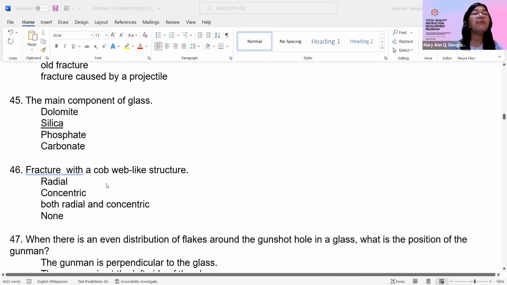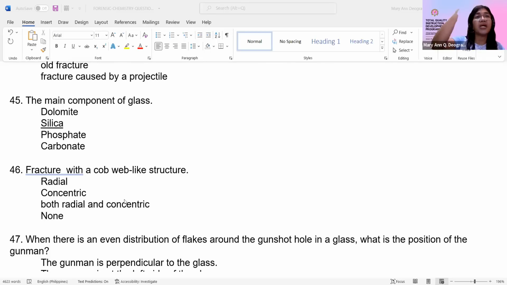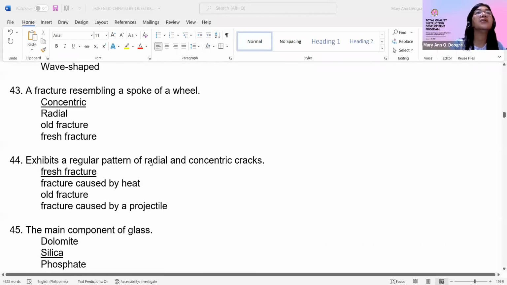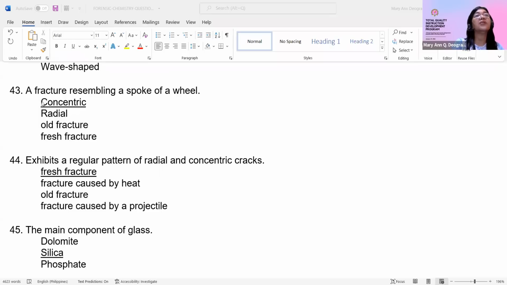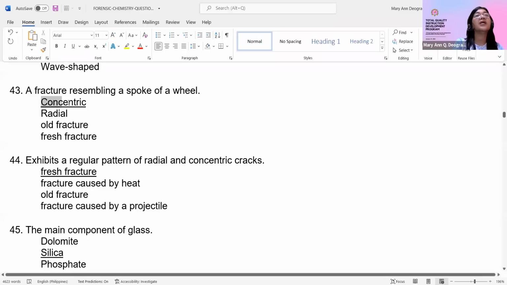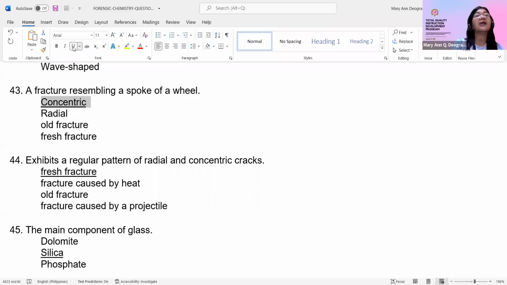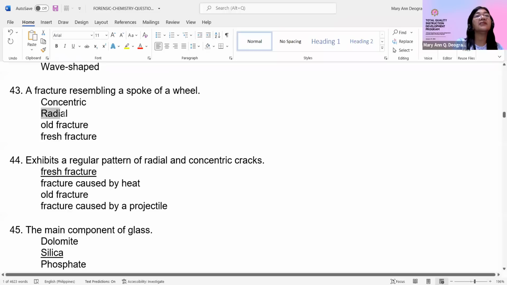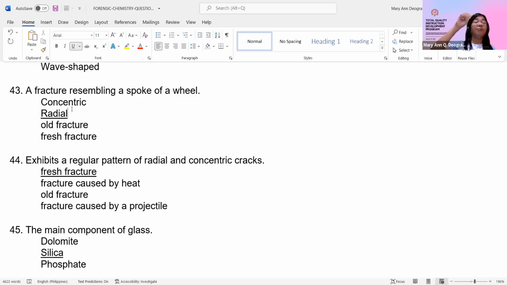Okay, so cobweb-like structure is the concentric crack. Okay, yung paganyan na ano ba ito? Ay, sorry. Ito, nalito ako dito. This is not the answer. Bakit na ano? Spoke of a wheel is yung pahaba. Okay, so it's radial. Ako nalito doon. Okay, yung pahaba ng ganyan, no? Extending outward from the point of impact.